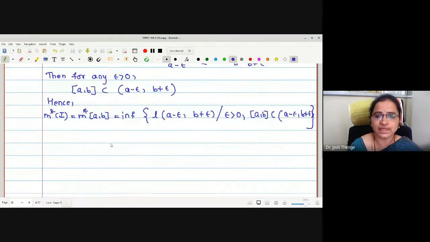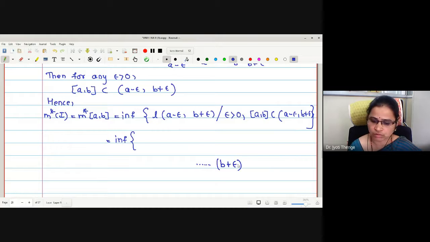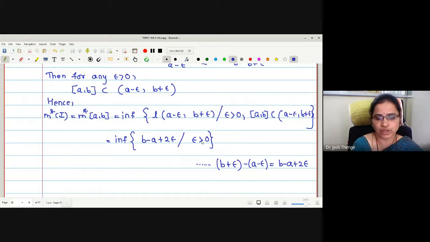Now what is the length of this interval, a minus epsilon to b plus epsilon? What we have to do is upper bound minus lower bound. Therefore this is b plus epsilon minus a minus epsilon. Therefore what is the value? Is it b minus a plus 2 epsilon? Right? Therefore, shall I write b minus a plus 2 epsilon, for epsilon greater than 0. Okay?